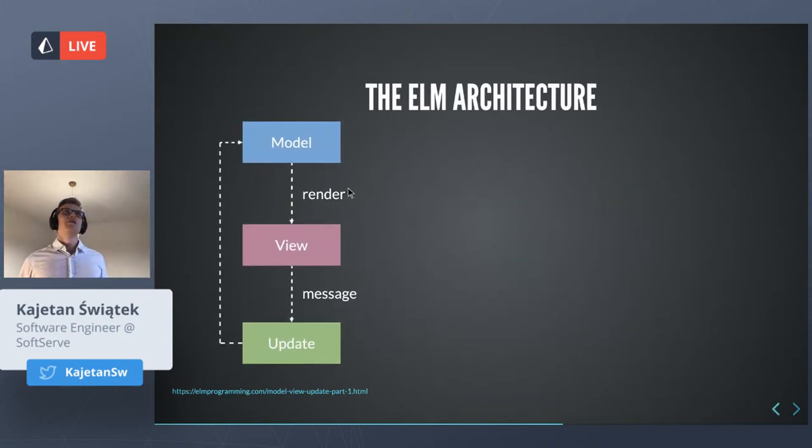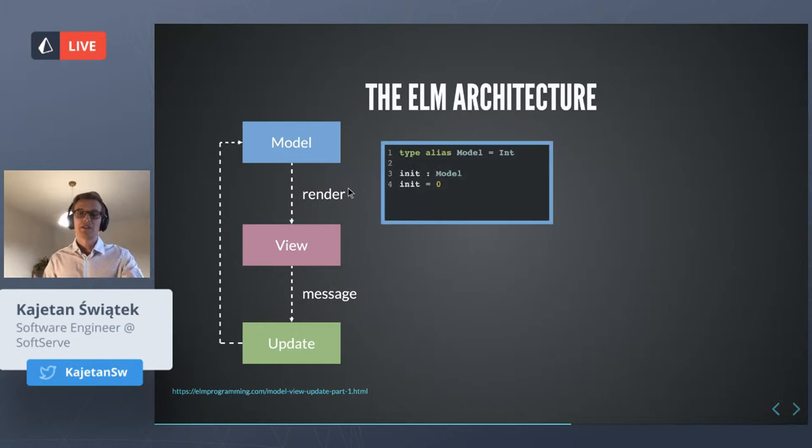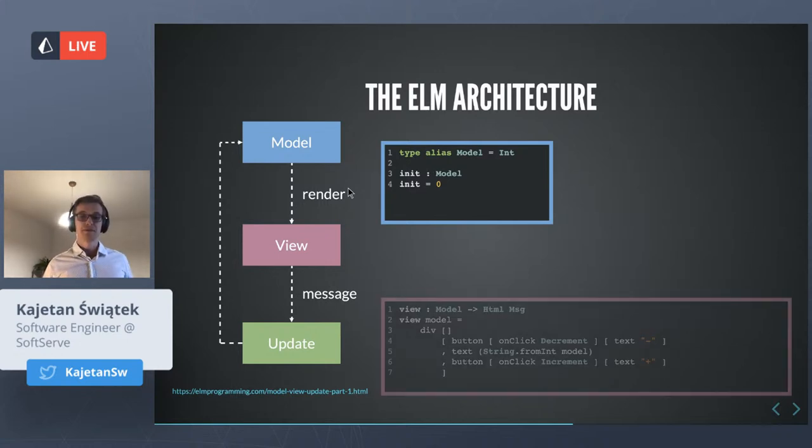So now I'd like to show you just an example, the simplest example of an Elm application there is, a counter application. As a model in this counter application, we have a counter, we have two buttons, one button for incrementing the counter, and the second one to decrement the counter. So our model in this example is just a simple integer, and the built-in init function allows us to initiate our model. So in this case, it's zero.